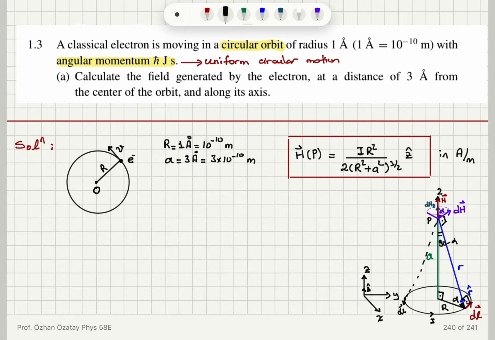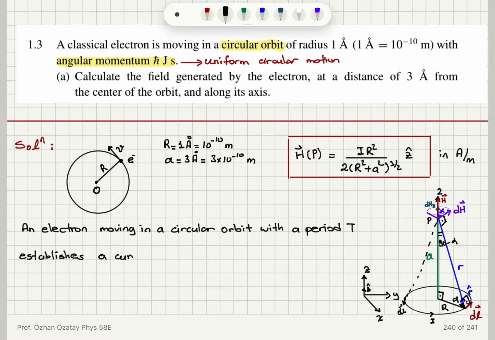So first I need to consider what current the electron establishes. So we can note that an electron moving in a circular orbit with a period T establishes a current, the charge of the electron, minus e, divided by the period. The minus sign indicates the current is opposite to the electron motion direction. So current flow is in the opposite direction to electron motion.